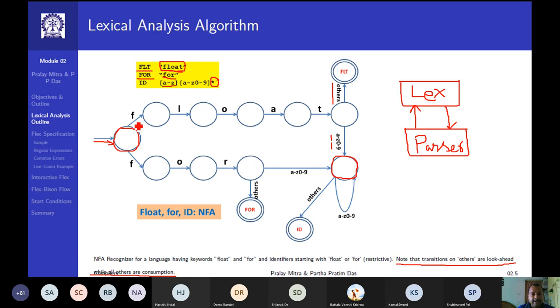But after T, FLOAT, if you have anything like A to Z or 0 through 9, then it will come to this state. And at this state also, there can be any number of self loops. And again, when the look ahead tells that it is others, then it will go to ID, another token class. And this is also the final state, as is indicated by the double concentric circles.